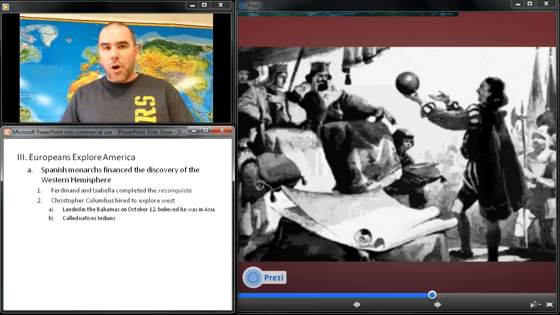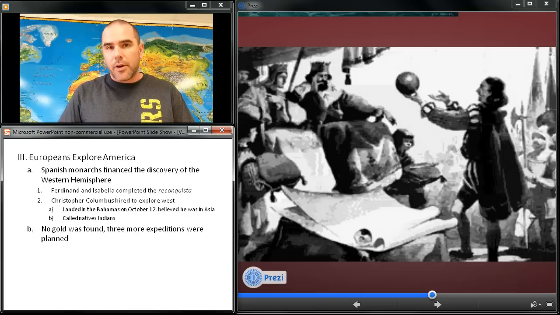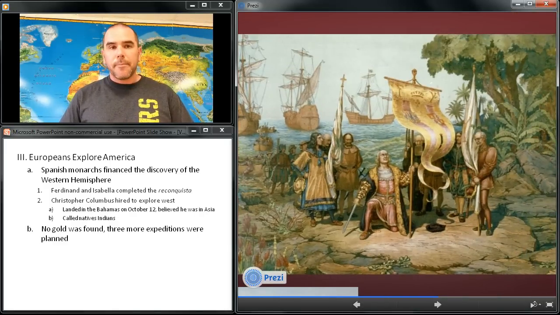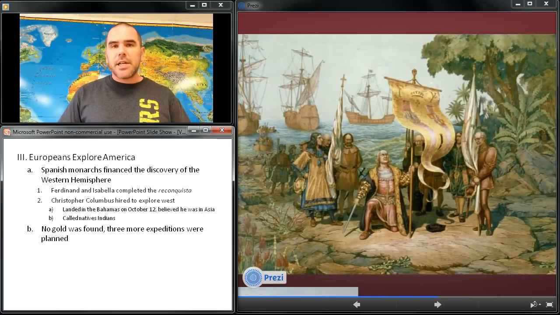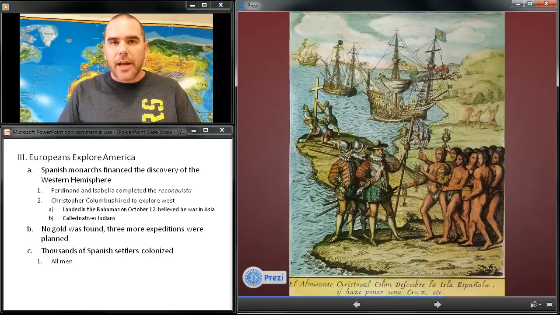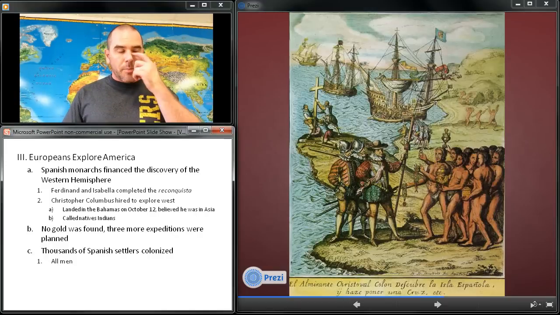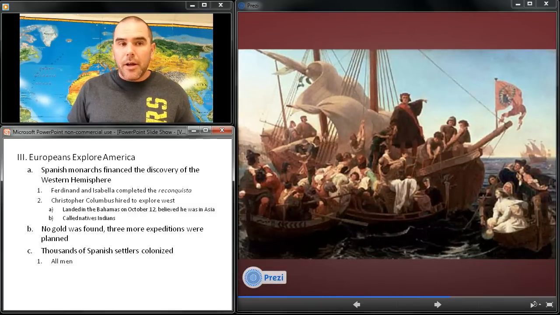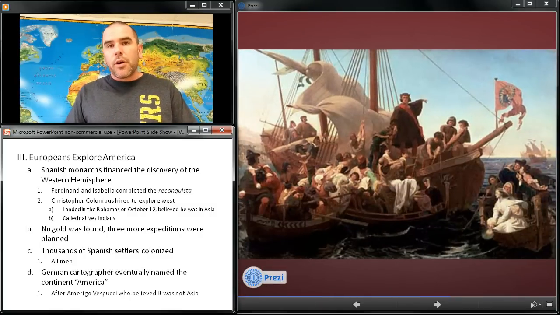Although Columbus found no gold, the monarchs sent 3 more expeditions over the next 12 years. They wanted to make the new land that they called Las Indias, the Indies, into their brand new Spanish Empire. During those expeditions, Columbus began the colonization of the West Indies, transporting more than 1,000 Spanish settlers, all men, and hundreds of domestic animals.